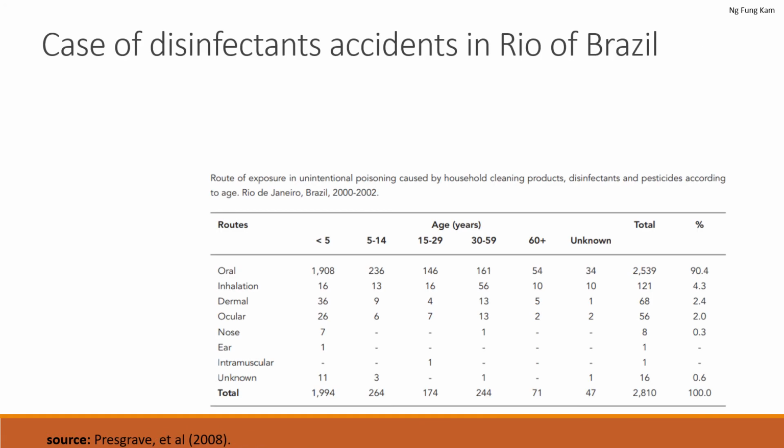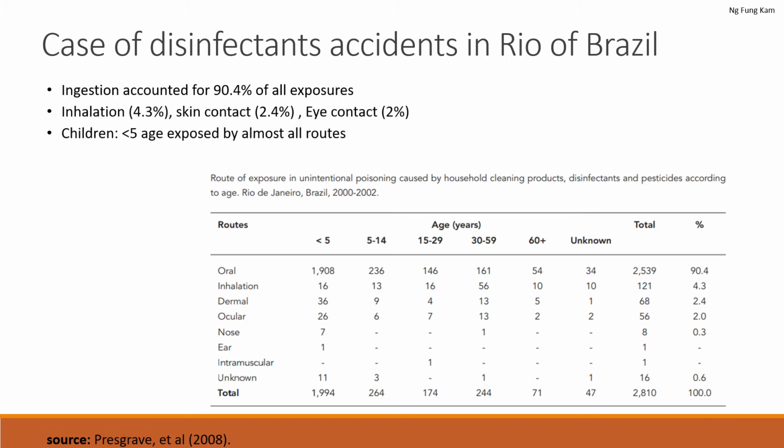And this case happened in Brazil in 2008. The research found that over 90% of the children's unintentional poisoning was caused by ingestion, because they will easily mistake disinfectants for food since they are colorful. So I will pass the next part to Liu Xuan to talk more about the hazards and impacts.